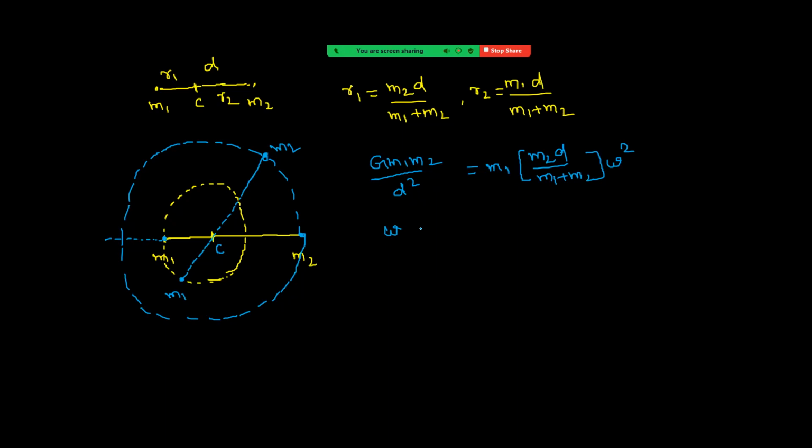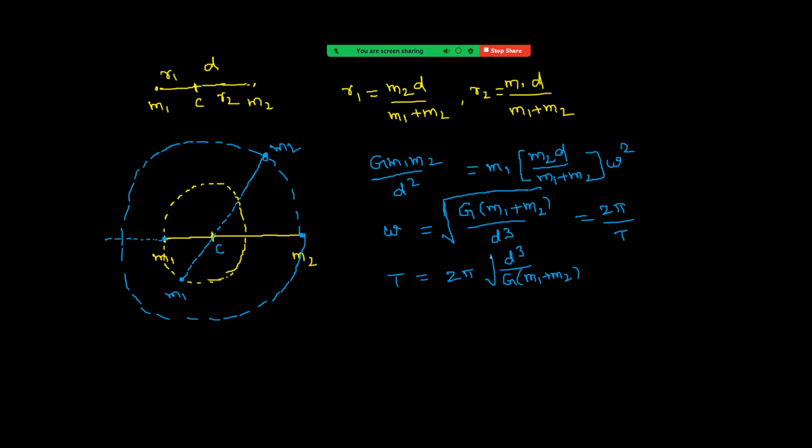That means omega square equals G into m1 plus m2 upon d cube, or directly omega equals the square root of that. This omega value is equal to 2 pi by T. So the time period is T equals 2 pi root of d cube upon G into m1 plus m2. That is the time period of revolution.